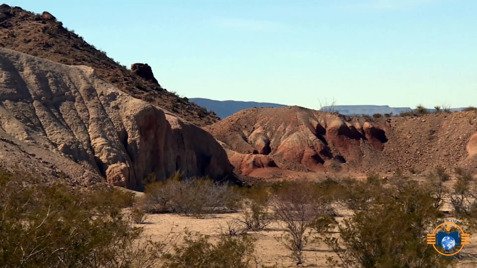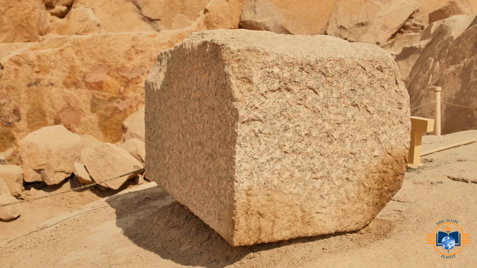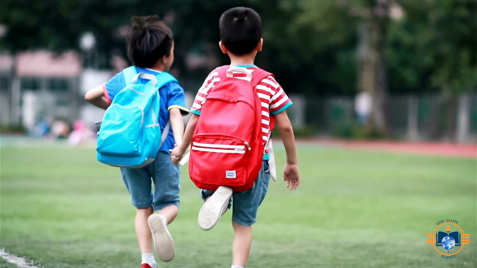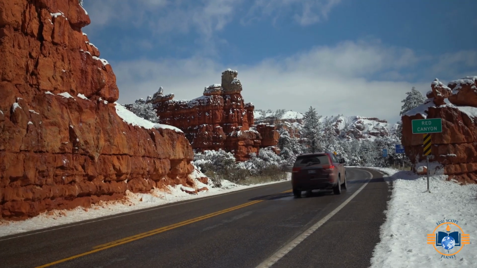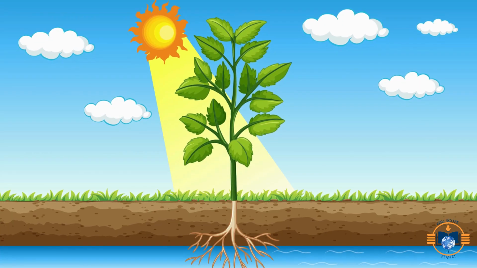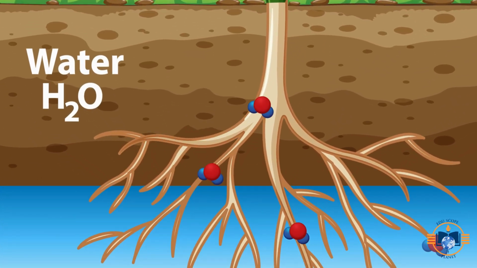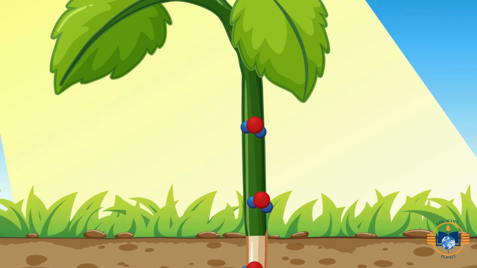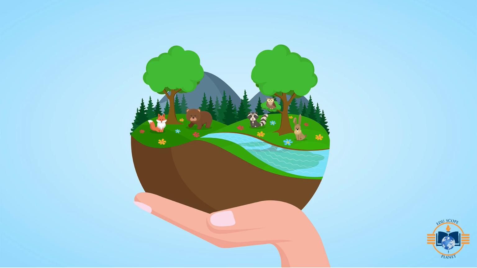Non-living things, on the other hand, do not have life. They don't grow, breathe, or reproduce. Examples include your school bag, pencil, table, car, rock, or even the sun. But remember, both living and non-living things are essential to our world. Without non-living things like air, water, and sunlight, living things couldn't survive. So nature is like a giant web where both depend on each other.